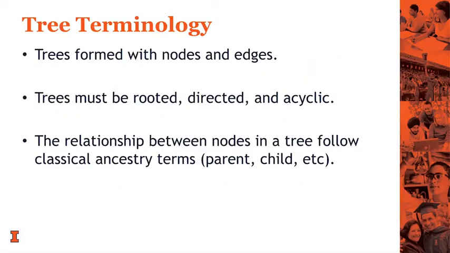So the big things to take away are that trees are formed with nodes and edges. Trees must be directed, rooted, and acyclic. And the relationship between nodes in trees follows a classical ancestry pattern. It's got parents, it's got children, it's got grandchildren, it's got a grandparent. It has ancestors, and it has descendants. All of the terms that you're accustomed to from your own family, we're going to use here in computer science.